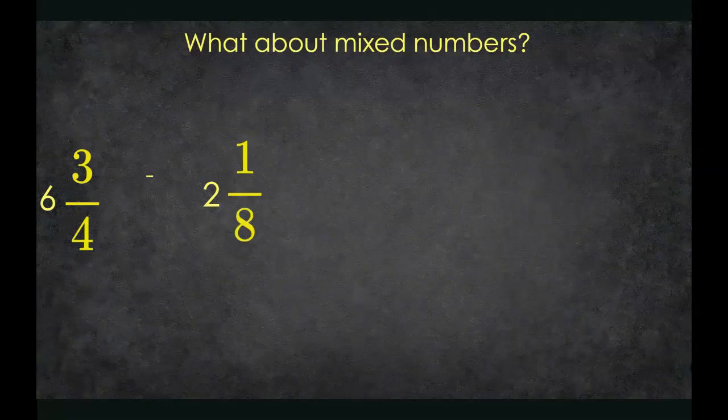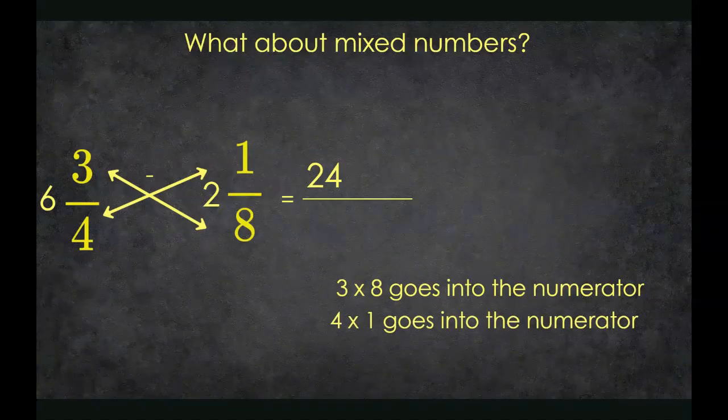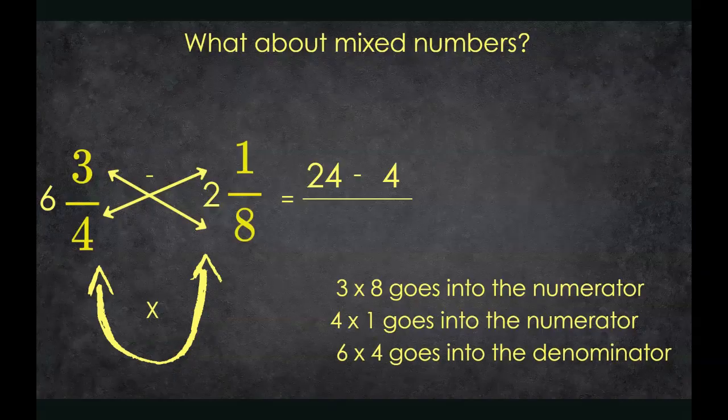minus 2 1/8. We are going to do the same thing for our fractions. We are going to cross 3 times 8. That's going to go on our numerator, 24. We are going to cross 4 times 1 is 4. And again, we're subtracting, so 24 minus 4. And then we're going to multiply our denominators, 4 times 8, and that is going to be 32. 24 minus 4 is 20. And 32 is our denominator.